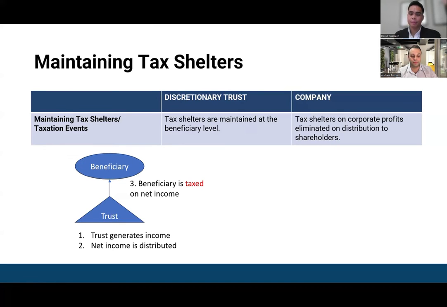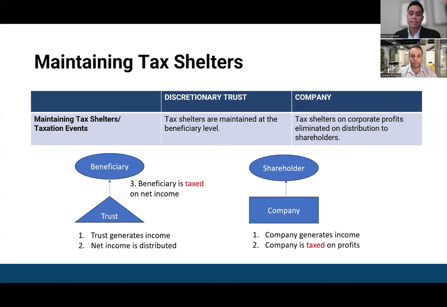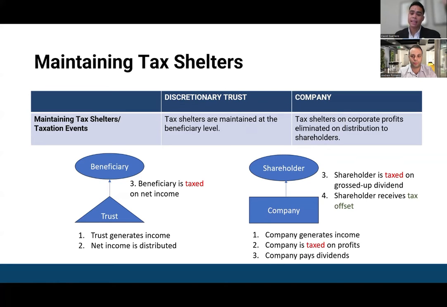So how's that different with a company? So with a company, tax shelters on corporation profits are eliminated on distribution to shareholders. So what does that mean? Companies will generate income during the year and their profits are taxed at the company tax rate. So if it's a small business at 25%, and then the company will pay dividends out to its shareholders. And the shareholders will pay tax on the grossed up dividend. So that's where the tax paid on corporation profits are effectively eliminated or reversed. And then the shareholder will also receive a tax offset.